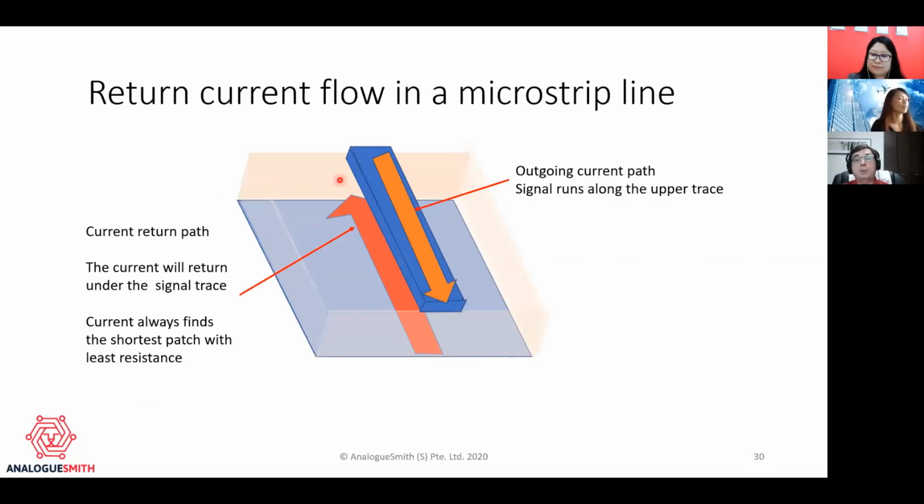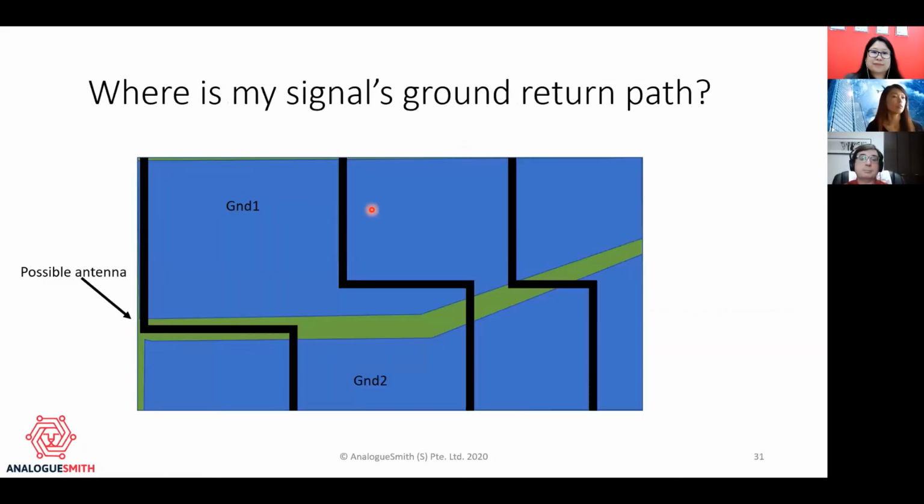And then we actually need to consider the current flow. So if we're using microstrip, which is one of the ways that we move signals around on PCBs, the signal goes out one way and then actually comes back underneath in the ground return path. Okay, so we put the signal out one way, we get the ground return path. So where's the return path in this case?